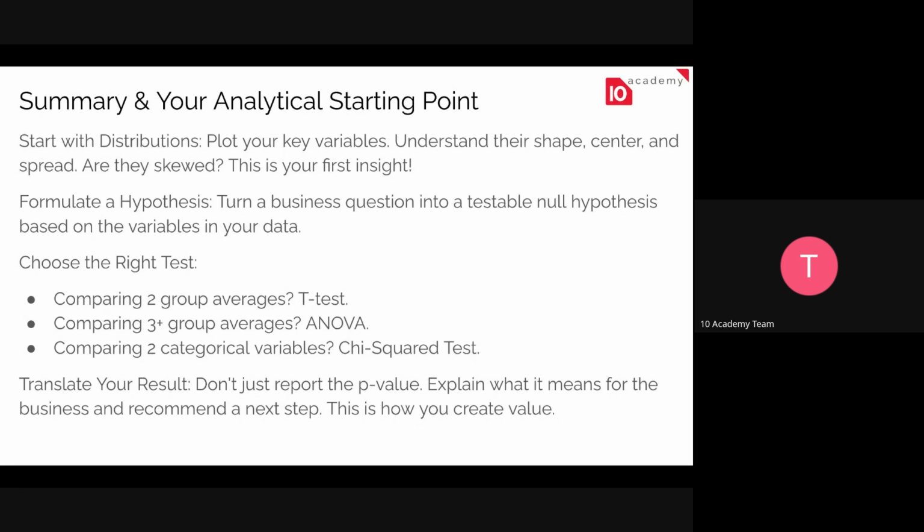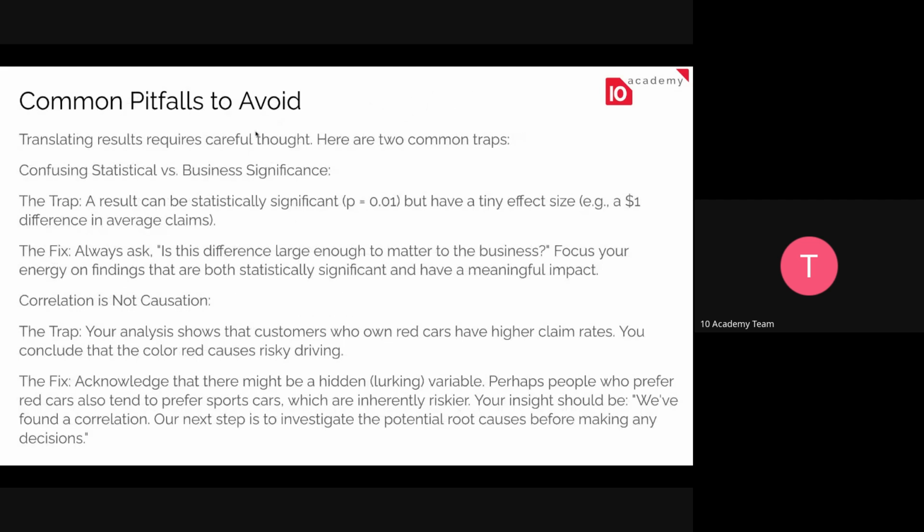So let's talk about common faults that we need to avoid while coming up with analysis or insights. Translating results requires careful thought. Two very common pitfalls that we see everywhere are confusing statistical and business significance. For instance, a result can be statistically significant but have a tiny effect, for example, having a one-unit difference in average claim.